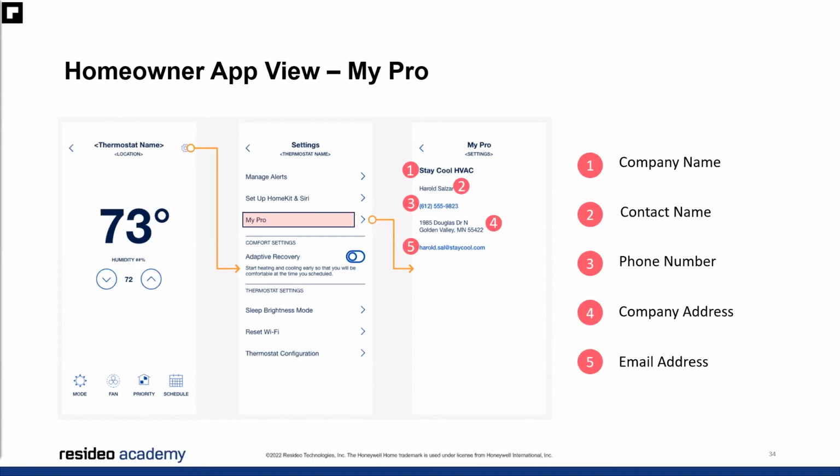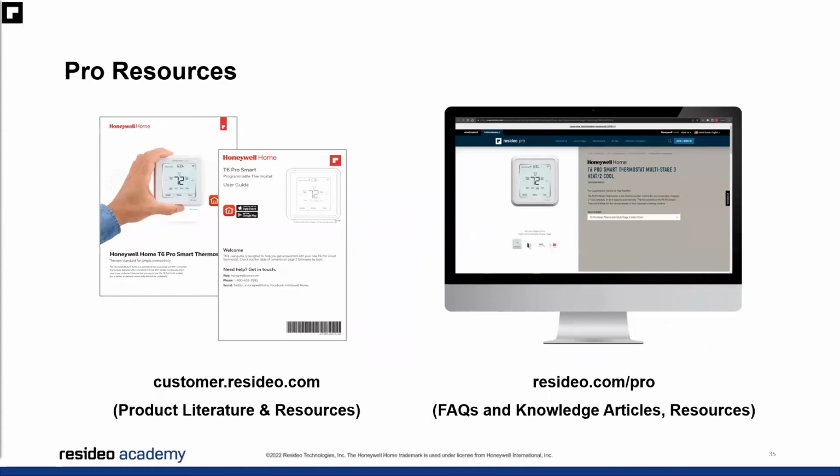If you need more resources, we're certainly here for you. We have a lot of technical literature and other product literature available at customer.resideo.com. You can also go to resideo.com/pro to view our FAQs, knowledge articles, and other resources as well. And if you need further support, we have live technical phone support available to our professionals Monday through Friday, which can help you with any questions when you're on the job site or getting ready to do an install, or have a question about really any of our products.